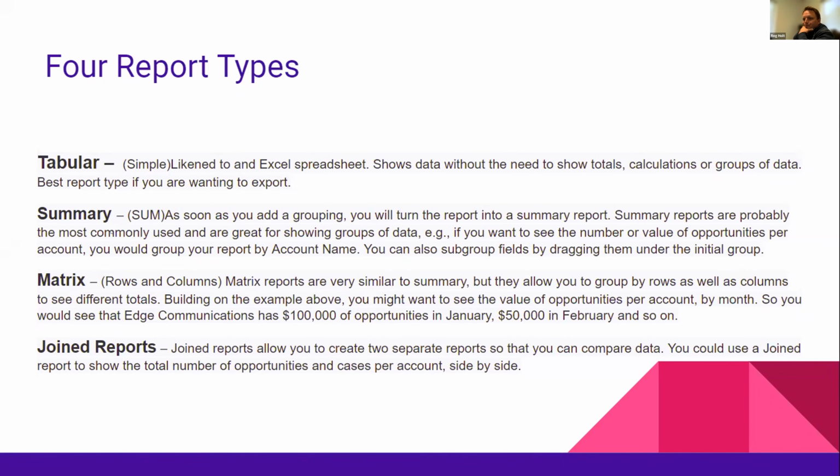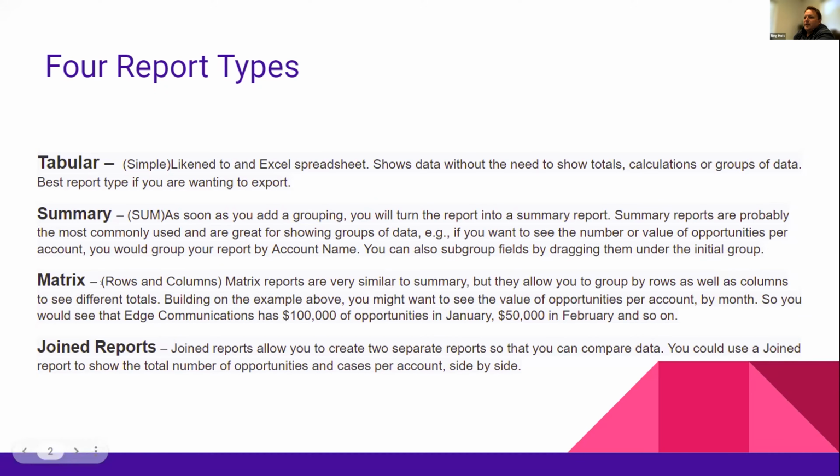And then there's a summary report, and this is as soon as you add grouping, you basically take a tabular report and turn it into a summary report. Summary reports are probably the most commonly used and are great for showing groups of data. If you want to see a number of values of opportunities per an account, you would group your reports to the account name. And you can also subgroup fields by dragging them onto the initial group.